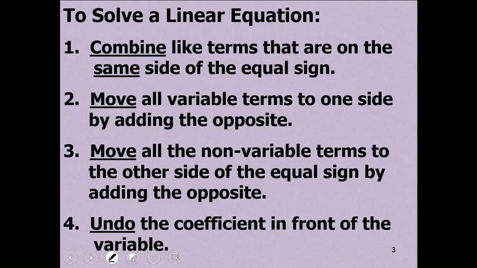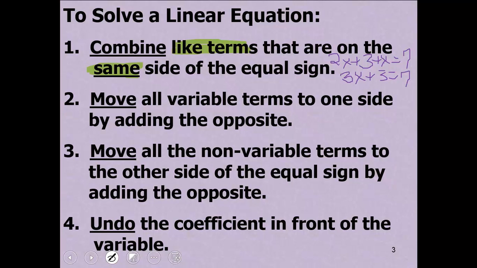So here we go. The first thing you're going to do is look for like terms to combine. When you combine like terms, they must be on the same side of the equal sign. So this would look something like 2x plus 3 plus x equals 7. 2x and x are on the same side of the equal sign, in this case the left, and we can combine them into one term. 3x plus 3 equals 7. So we're going to look to see if we have like terms to combine.